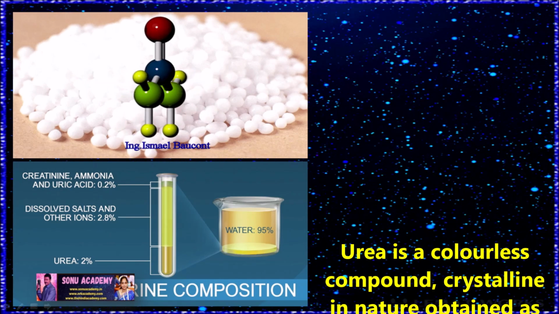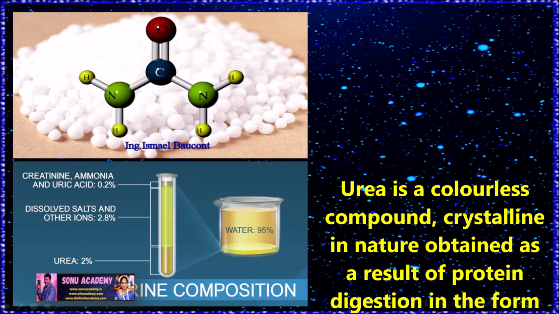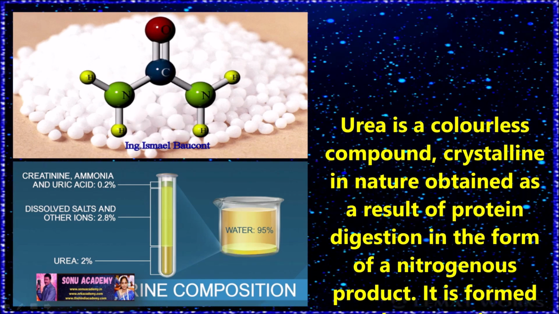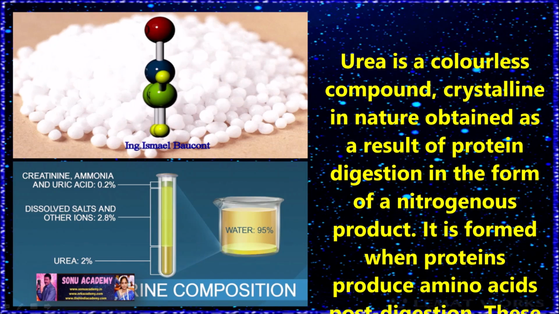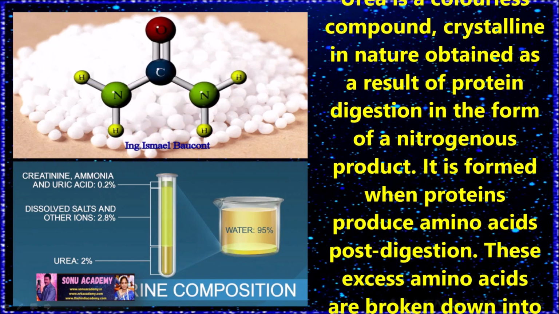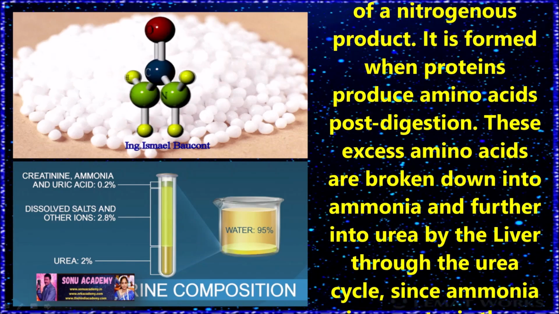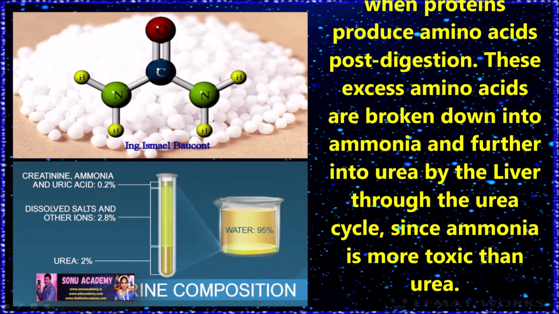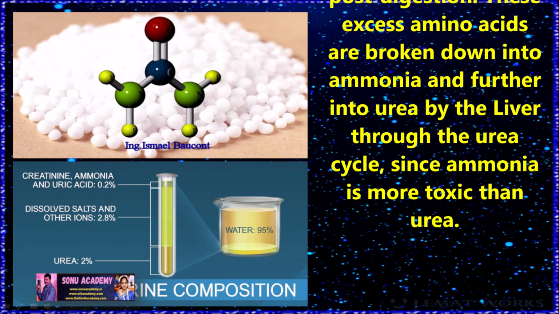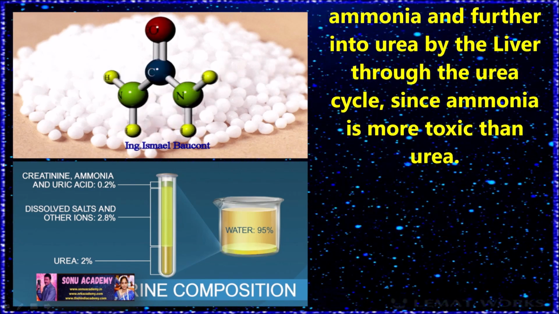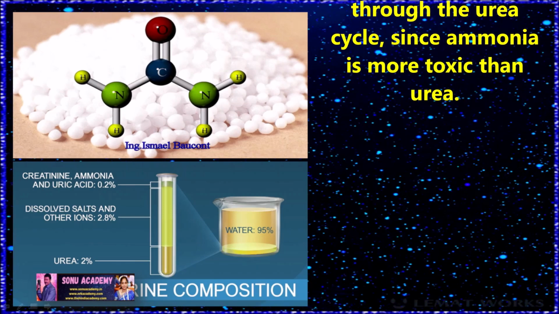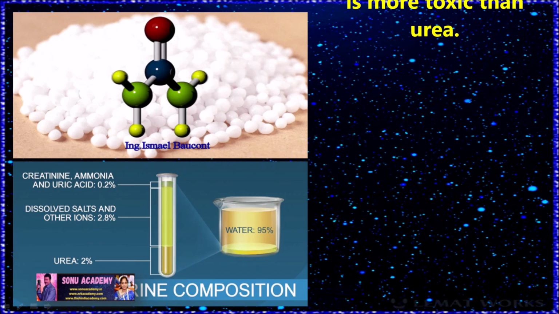Children, now let us discuss the composition of urea. Urea is a colorless, crystalline compound, obtained as a nitrogenous product of protein digestion. It is formed when proteins are broken into amino acids post digestion. These excess amino acids are broken down into ammonia and further into urea by the liver through the urea cycle, since ammonia is more toxic than urea.